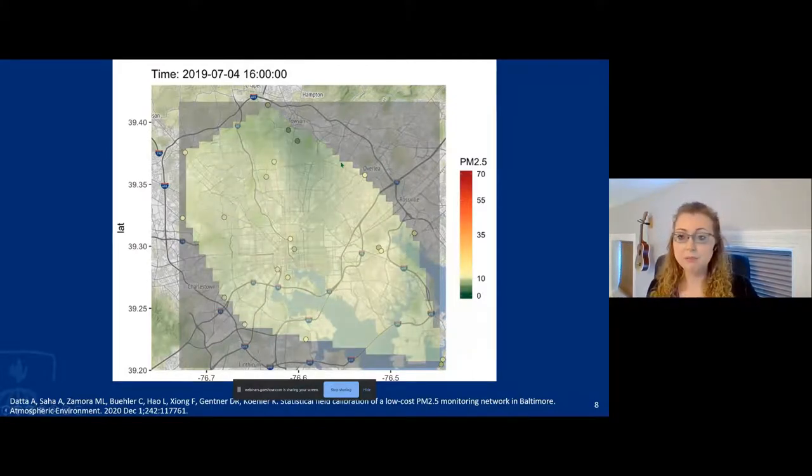Before this, there was only one PM 2.5 monitor in the city, which is located here in Old Town. So this is all PM 2.5 at different monitors in the city you can see here. We're able to get really good best guesses for PM 2.5 concentrations, even in between our monitoring sites.